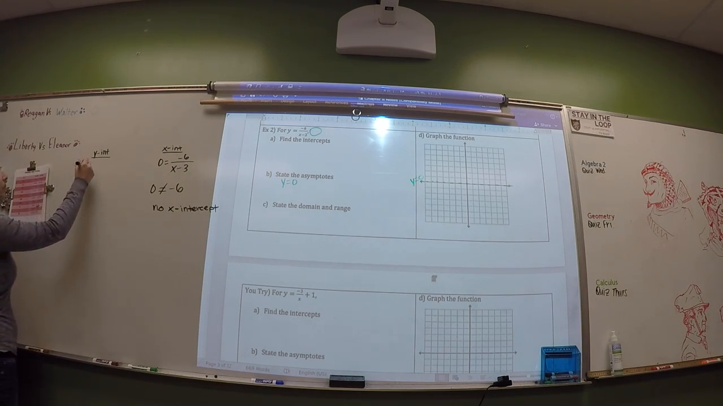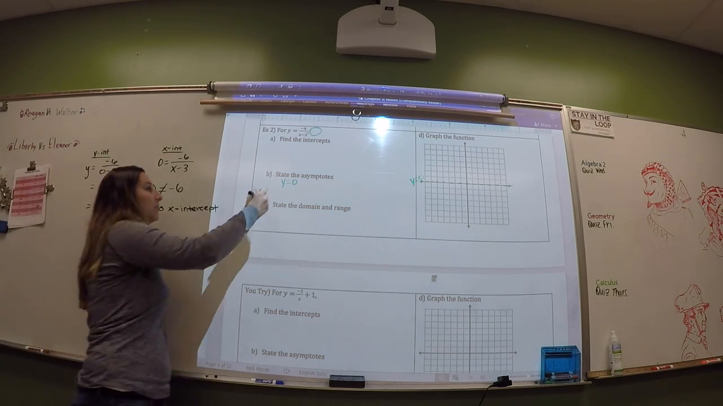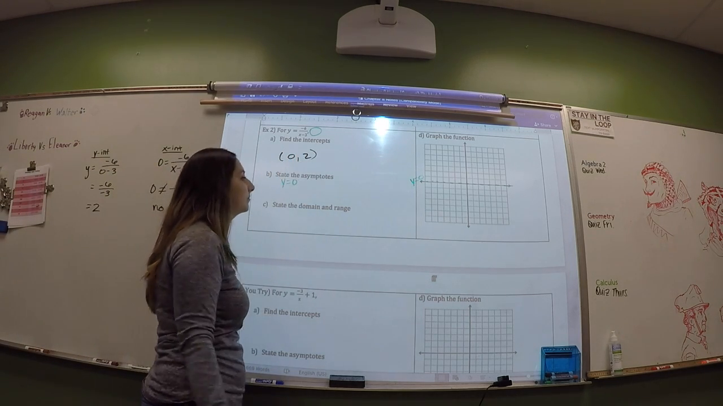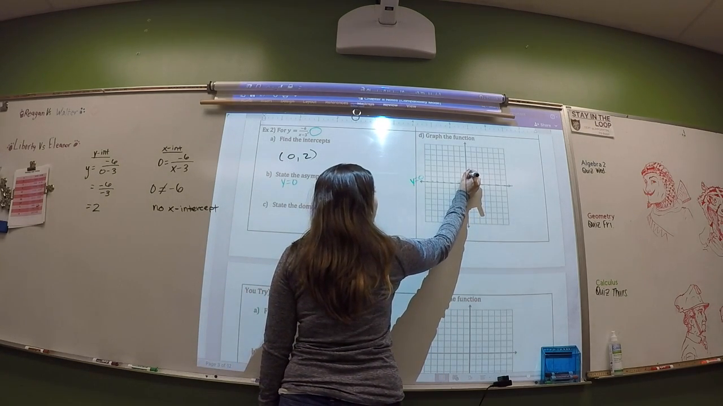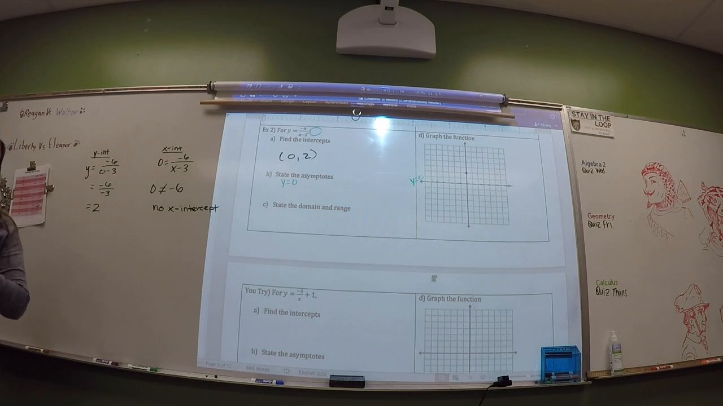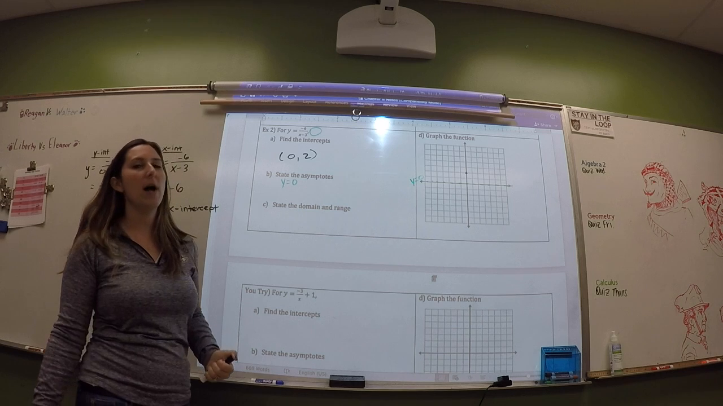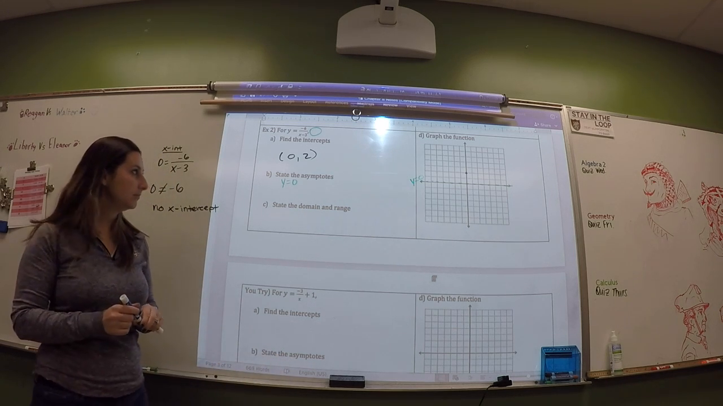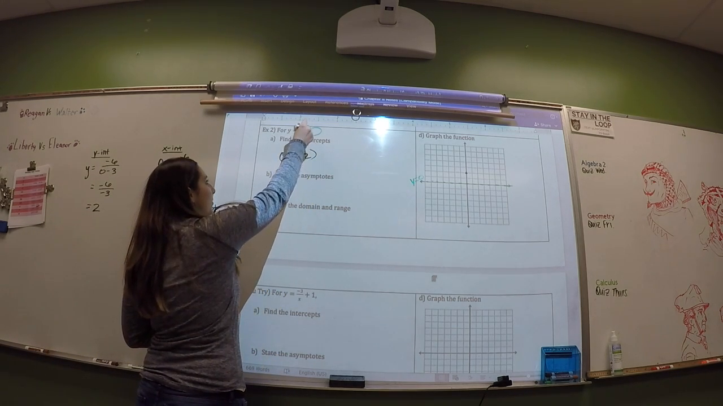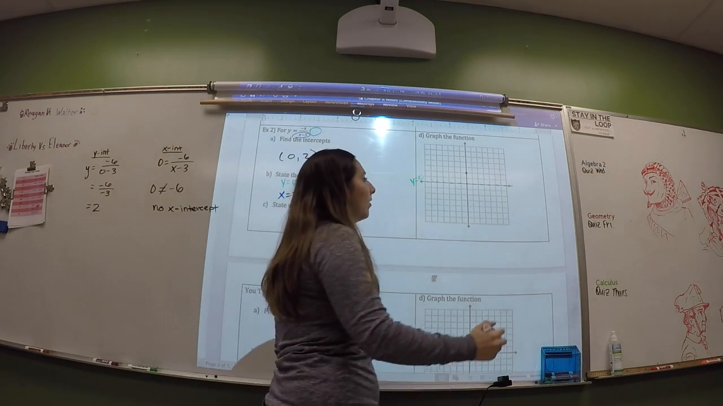We will have a y-intercept. So I got -6 over -3, which is 2. So you have a y-intercept, but no x-intercept. We're able to have a y-intercept because our vertical asymptote isn't on the y-axis. Our vertical asymptote is going to be at x equals 3, so all the way over here.